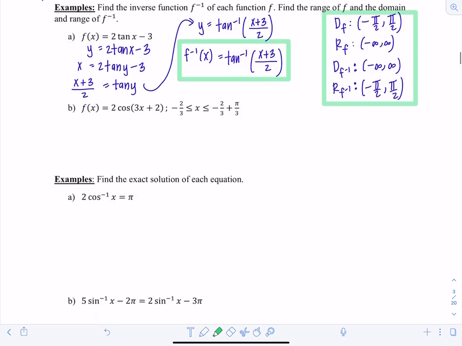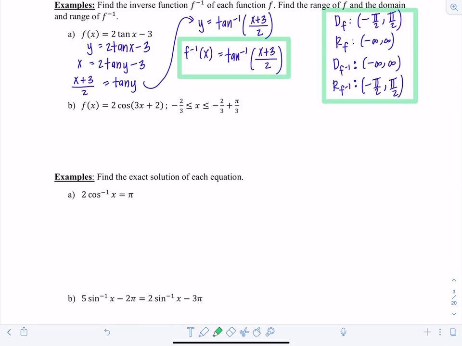All right, lastly, we have f of x equals 2 cosine 3x plus 2. Notice they already gave me the domain here. That's because if we were to try to graph this curve, we know that there's been a phase shift and a change in the period.